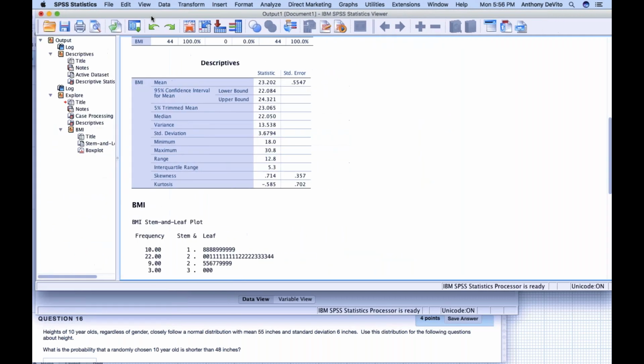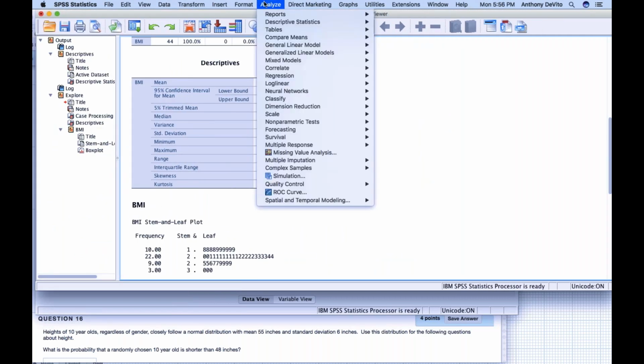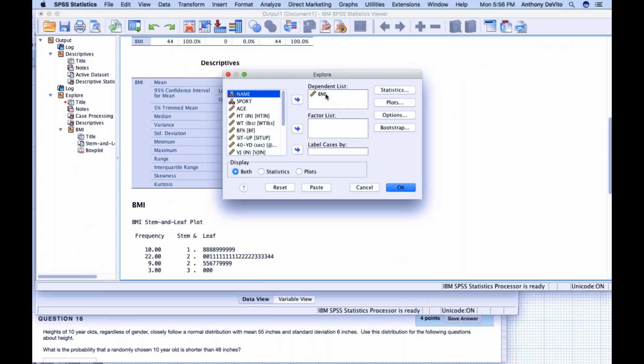If I wanted to divide this up into 2 groups, I would have said Analyze, Descriptive Statistics, Explore, and I would move BMI into the dependent list, and then I would have moved the sport into the factor list. Okay, and it would have broken this up into different categories, dividing the girls into the 2 categories, aerobic sports and non-aerobic sports, and doing the means and standard deviations and all the stuff that Explore does, but having done it separately for girls in group 1 and girls in group 2.